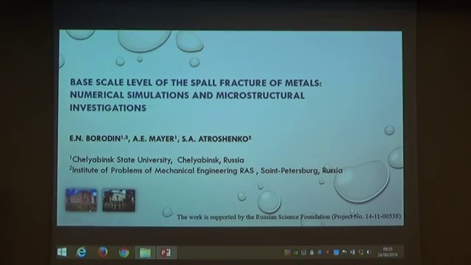Meyer soon will make a presentation about numerical methods and models, but the focus of my presentation is the possibility of comparison of the results which we can take from our simulation and microstructural investigation of the metals. I will discuss the base scale level and its existence at SPALL fracture of metals.